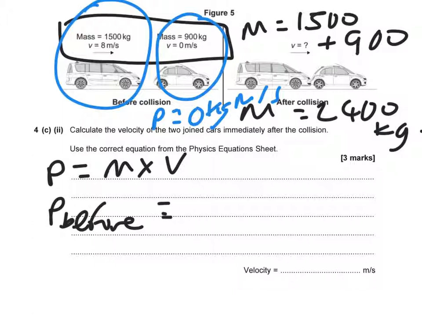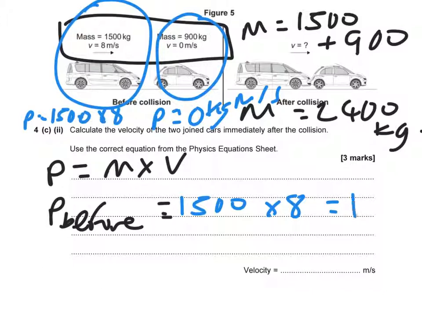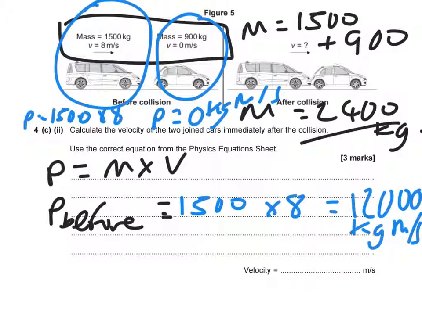The momentum of this car is going to equal the 1,500 multiplied by 8. I'm going to take this down here now. So we've got 1,500 multiplied by 8, which equals 12,000 kilograms meters per second.